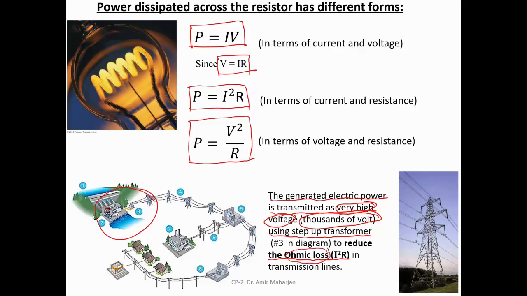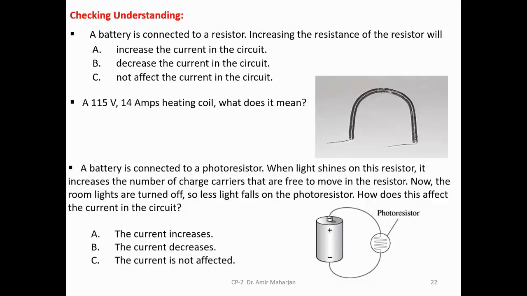Because if you don't transmit the electrical power with high voltage, most of the power will be lost during transmission through the national grid, because you have to reduce the current. So that's why you have to increase the voltage. That's the main reason.